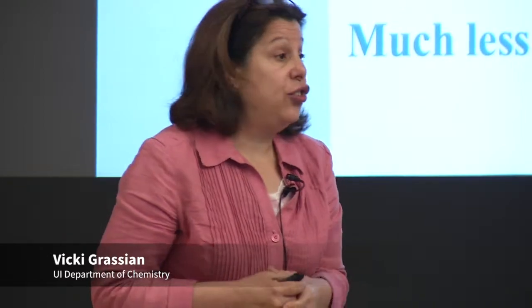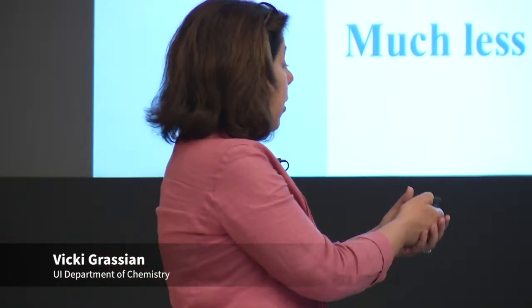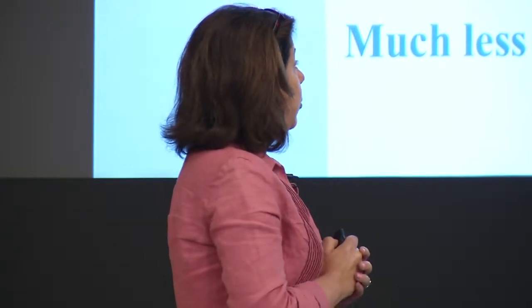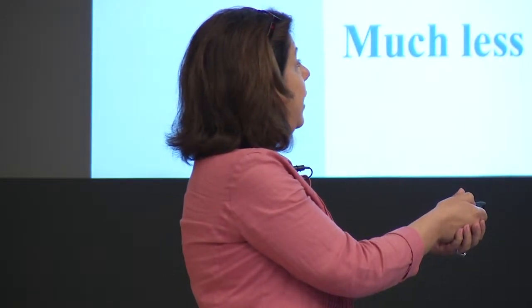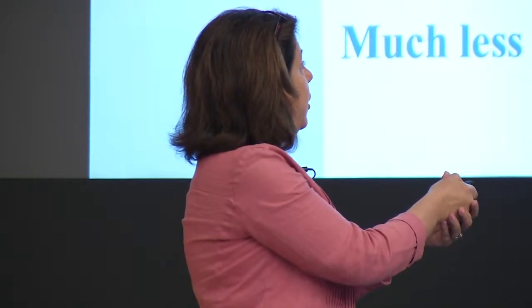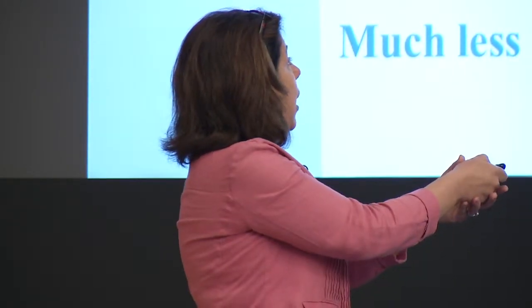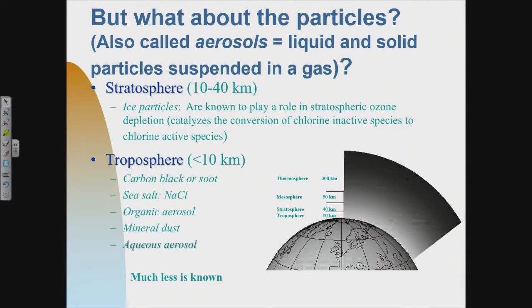We know that in the stratosphere, so here's the Earth right over here. It's not as pretty a picture as Dan Reed showed, but if we go out 10 kilometers, that's the troposphere. That's the region closest to the Earth's surface. Higher up, 40 kilometers, that's the stratosphere. We talk about things like the ozone hole occurring in the stratosphere, and that was due to chlorofluorocarbons. But what I would tell you is that ice particles in the stratosphere also play a role in ozone depletion. And we know how that works. We have the reactions occurring between chlorine inactive species to chlorine active species, which gives rise to reactions that deplete ozone.